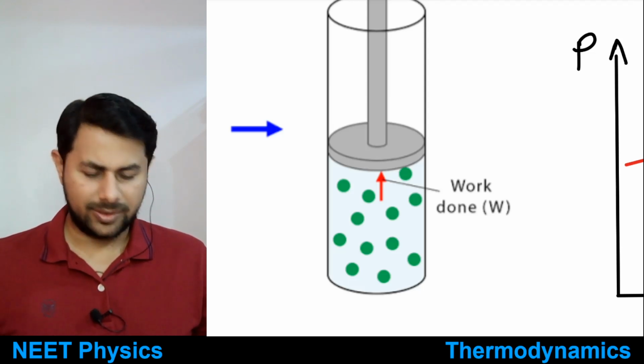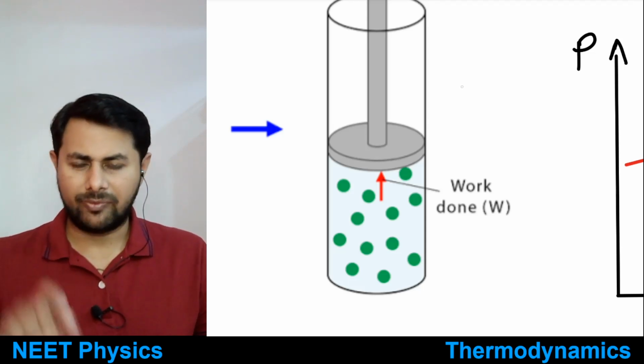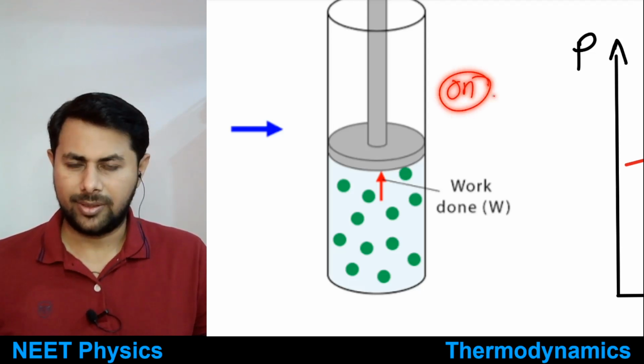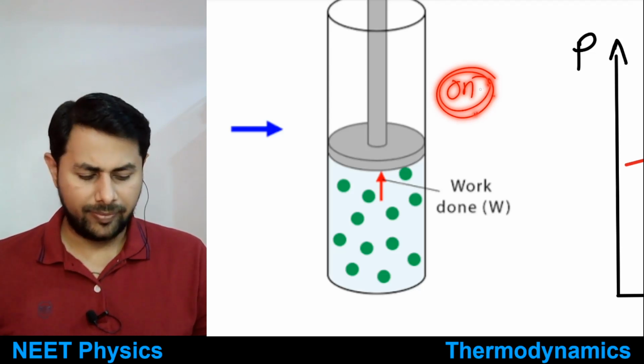Okay, then so this is written in different ways. Sometimes they say work done by the system, sometimes they say work done on the system. So on the system means it is work done by the surrounding, right?